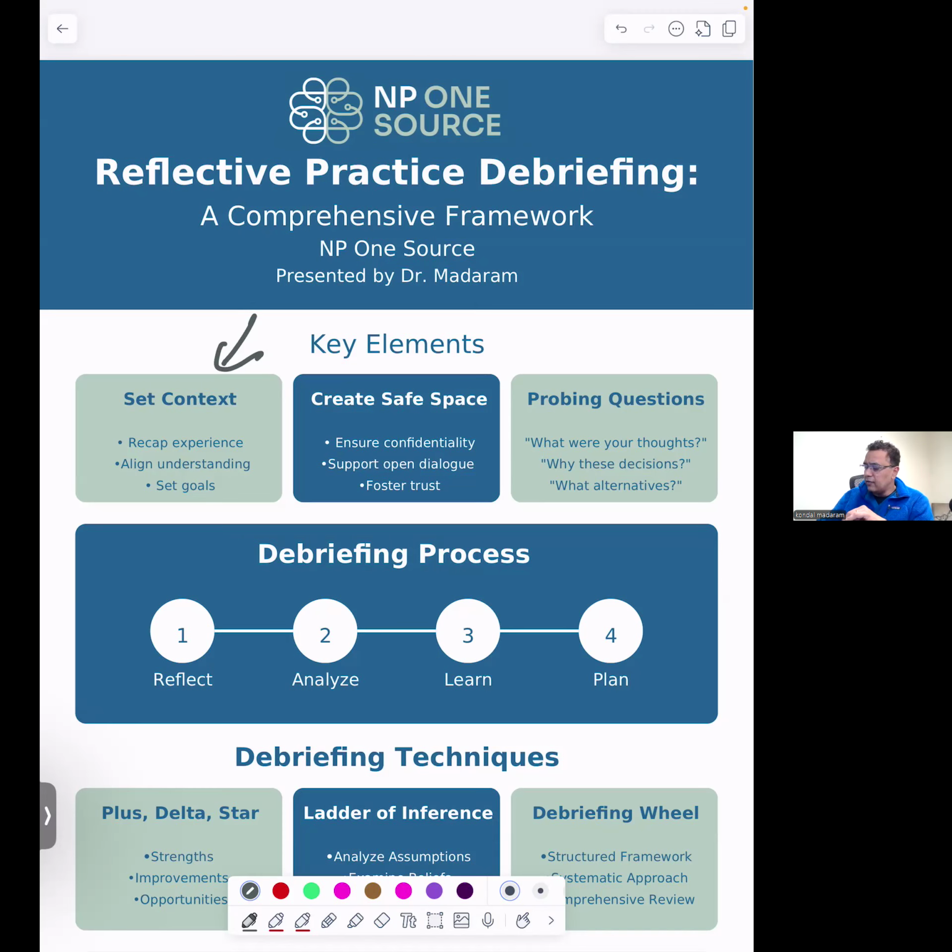Now, you create a safe space, that is, allow the staff to express their feelings about the event without fear of blame or judgment, and foster trust among team members to encourage an open dialogue so that everybody is able to talk about it. You can do this by probing questions also. Okay, what early signs indicated that the patient might have escalated? Were actions aligned with the patient's care plan? What could have been done differently to de-escalate the patient?